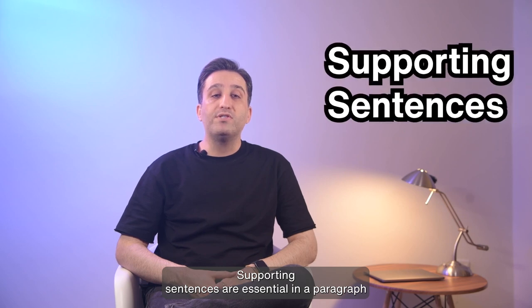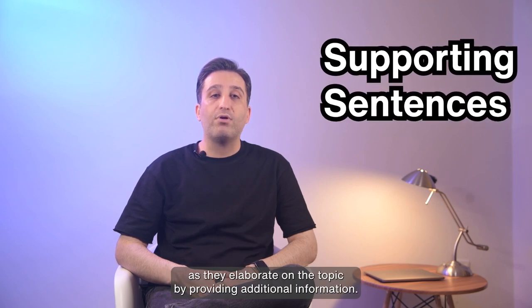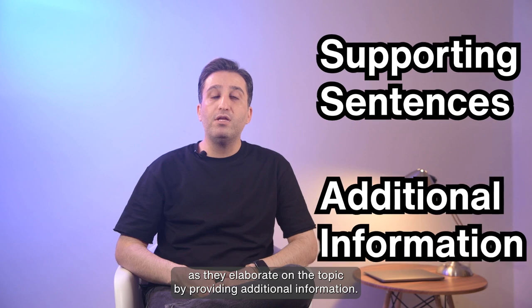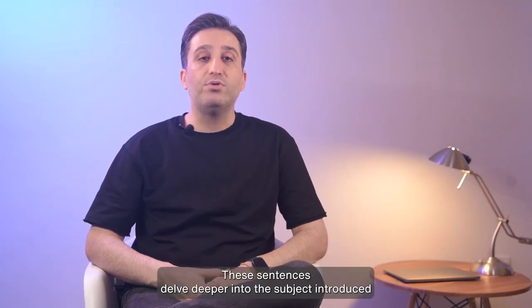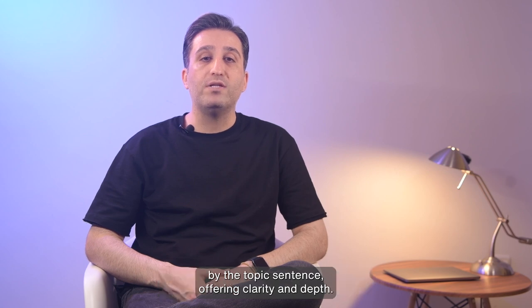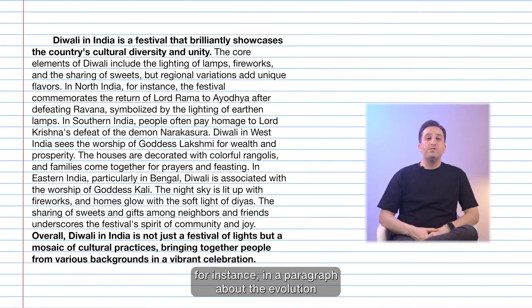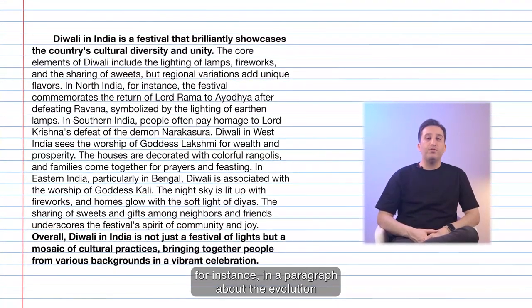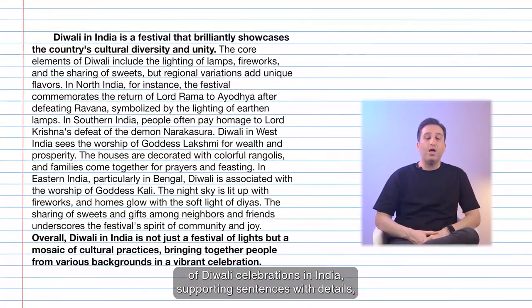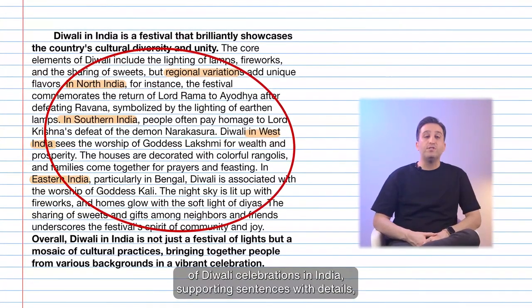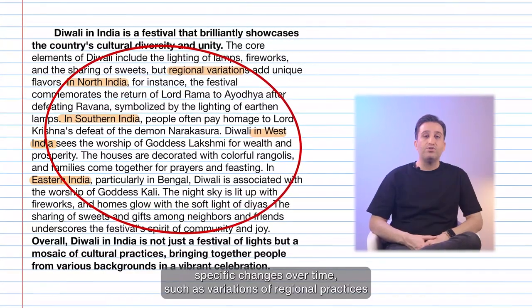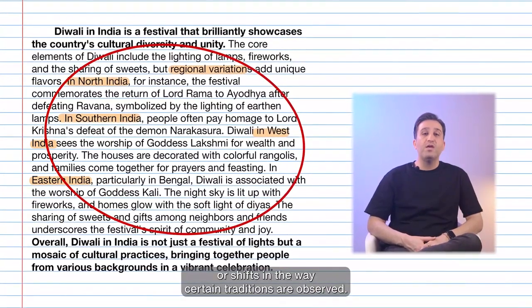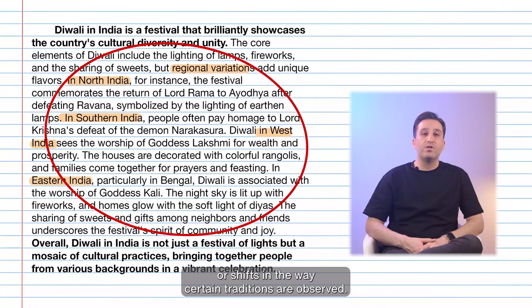Supporting sentences are essential in a paragraph as they elaborate on the topic by providing additional information. These sentences delve deeper into the subject introduced by the topic sentence, offering clarity and depth. For instance, in a paragraph about the evolution of Diwali celebration in India, supporting sentences would detail specific changes over time, such as variations in regional practices or shifts in the way certain traditions are observed.